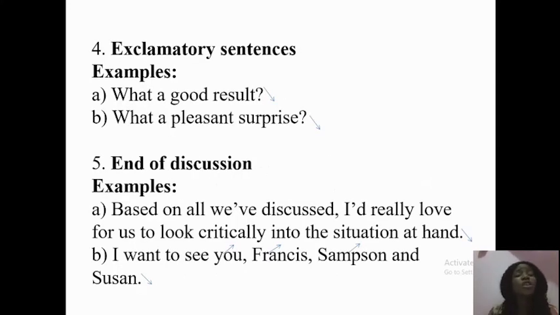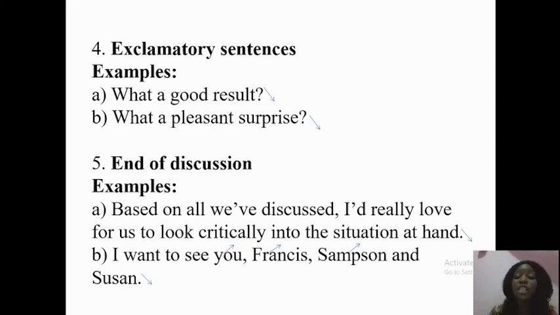Okay, the fourth use of the falling tone is that it is used in making exclamatory sentences. What a good result! That is an exclamatory sentence. Now, you say it in the falling tone. What a good result! Not with a rise. No, what a good result! What a pleasant surprise. It falls, it drops.